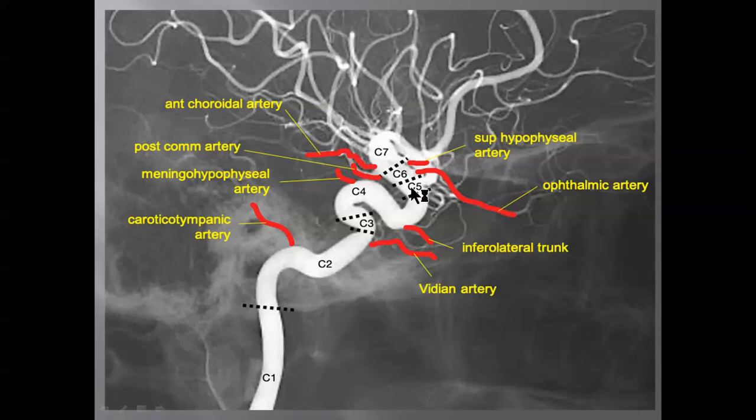Simple. Then C5 is the clinoid part, which is medial to the clinoid process, hence again no branch. Then we have the C6 part, the supraclinoid part. And the C6 segment would be the ophthalmic segment, hence giving the ophthalmic artery. And C7 is the communicating part, therefore giving the posterior communicating artery and the anterior choroidal artery over here. All right.